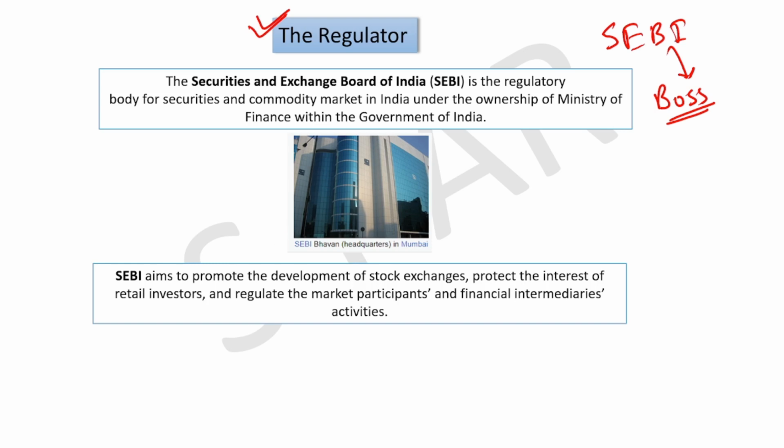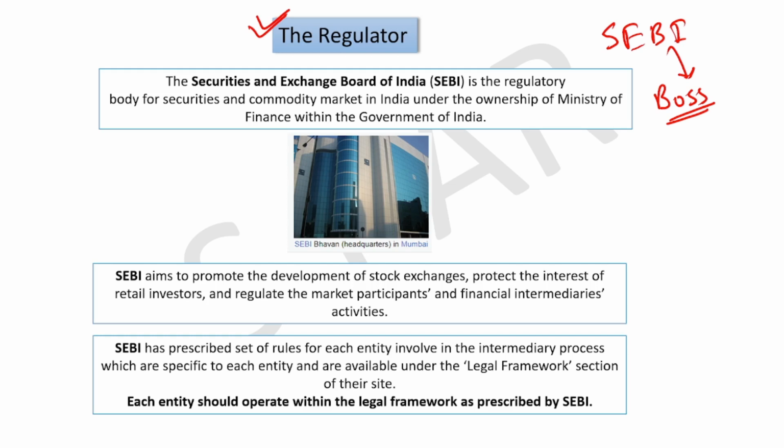SEBI has specified many rules and regulations. What is the aim of SEBI? SEBI wants to satisfy every market participant. SEBI actually wants to satisfy everyone. Many scams have occurred, and SEBI doesn't want any other scam to happen in future. SEBI works continuously on the development of the share market. That is the aim of SEBI, and that is how the rules have been set by SEBI.